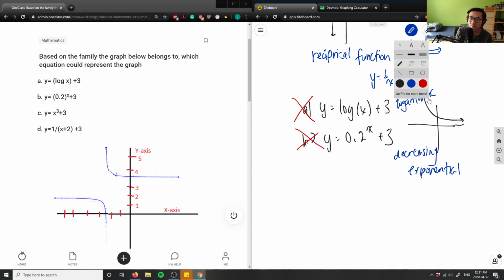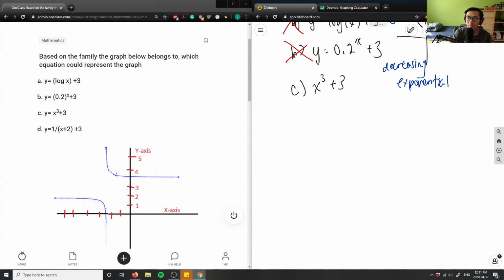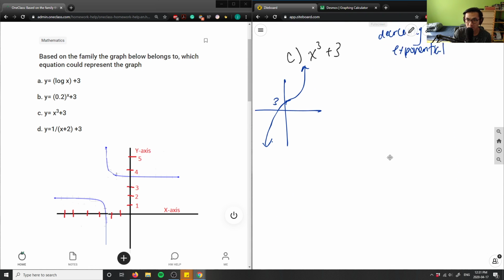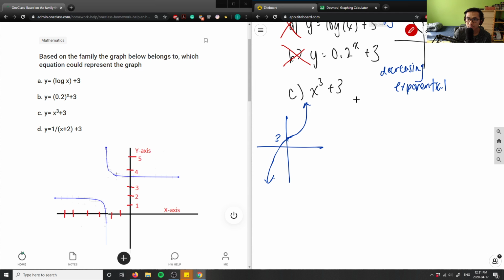Let's look at C. C here is x cubed plus 3. If I were to graph x cubed plus 3, again, I have a polynomial function, right? Let me graph this for you in blue. X cubed plus 3, it's an odd function. And the leading coefficient here is 1. So I have here, it would be something like this, where this here is at 3, right? So in this case, again, it doesn't look anything like a reciprocal function. So this here is the wrong answer as well.